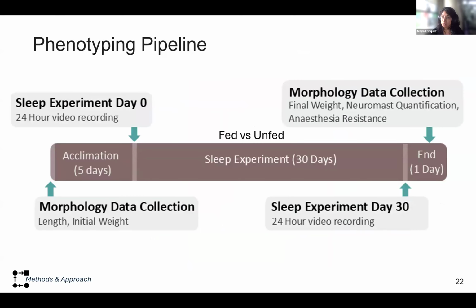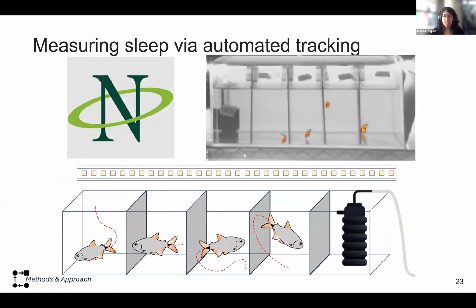This is what my phenotyping pipeline looked like. I'm interested in, like I said, sleep and neuromasts. And one thing I forgot to mention at the beginning is cavefish are super resistant to starvation, so we decided to see if we might see some plasticity there as well. We did initial morphology collection. We let individuals acclimate for 5 days before recording for 24 hours using behavior tracking software. They were both fed and unfed individuals over the 30 days, and then we did a final recording at the 30-day mark.